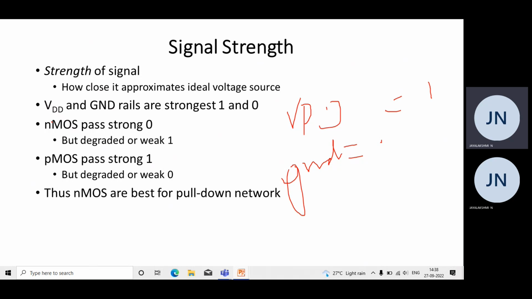So as we know, the NMOS passes a strong 0 because it is connected to ground, but a degraded or weak 1. And the PMOS passes a strong 1 because it is connected to VDD, but a degraded or weak 0. Because of this reason, we always prefer NMOS transistors for pull-down networks. The NMOS passes a strong 0 since it is connected to ground, and the PMOS passes a strong 1 since it is connected to VDD.